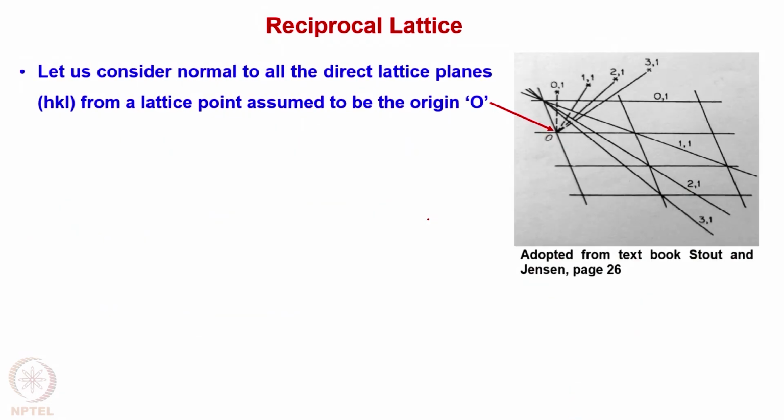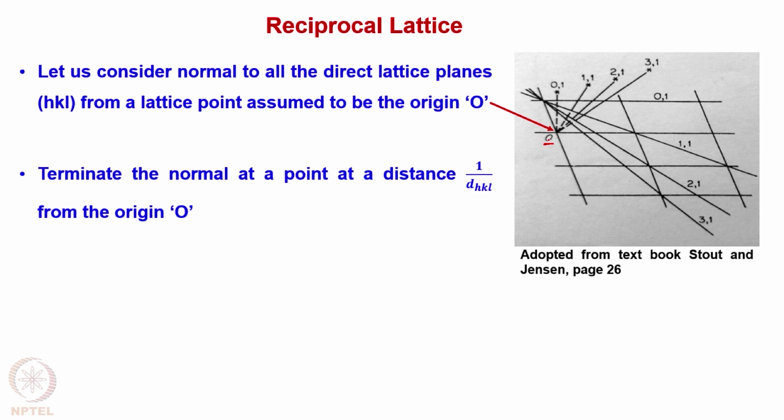On your right, we have a two-dimensional lattice which is adapted from Stout and Jensen's book. Here, let us consider that the lattice point O is considered to be the origin of the lattice, and let us consider normal to all the direct lattice planes HKL from this lattice point O assumed to be the origin.